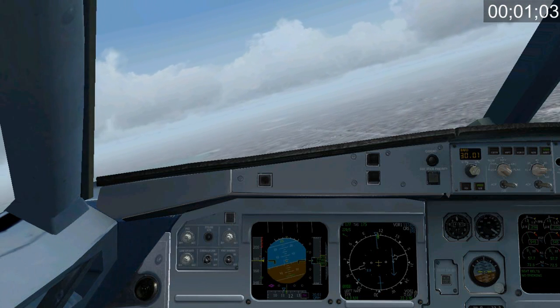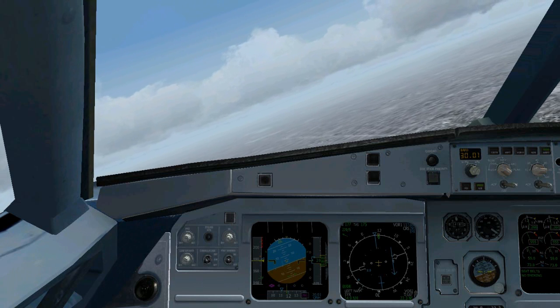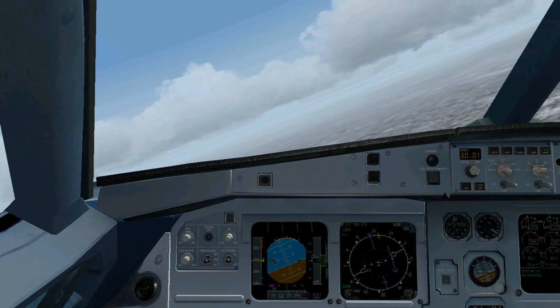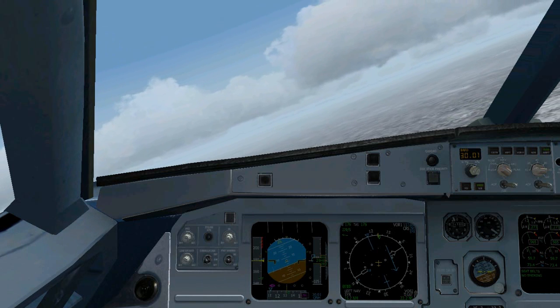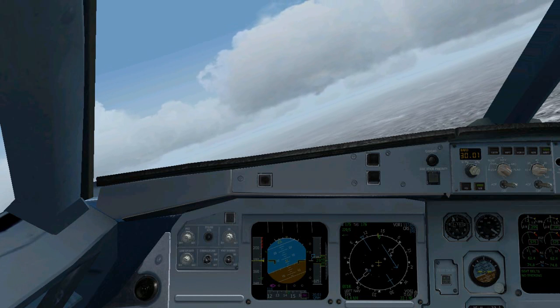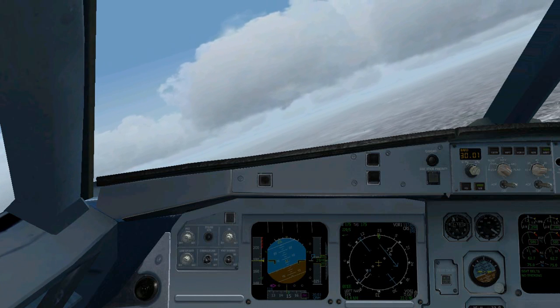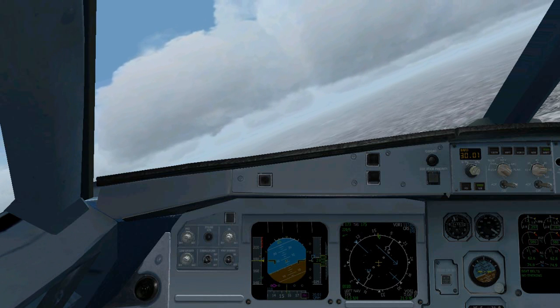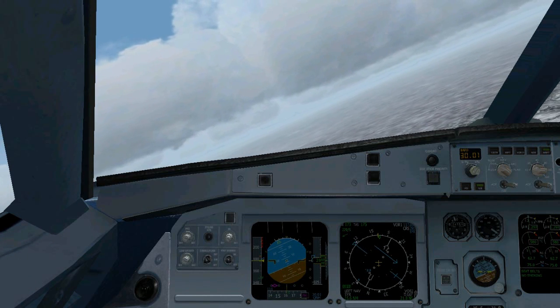Okay, here's 1 minute. Let's start the turn. Let's start a half standard rate turn back to intercept a heading of 291 to the VOR. Now at this point we have the VOR gauge that's going to tell us when we're going to intercept a heading of 291. We're not going to be perfect all the time. There's going to be winds that are going to push us around up in the air. So we're not going to be perfect rolling out every time.